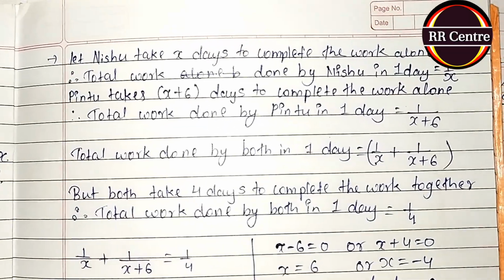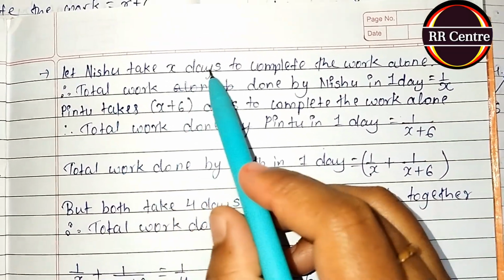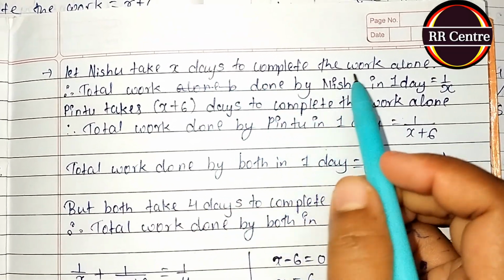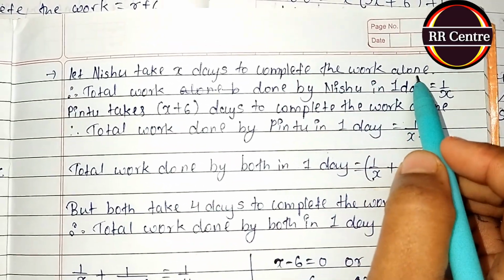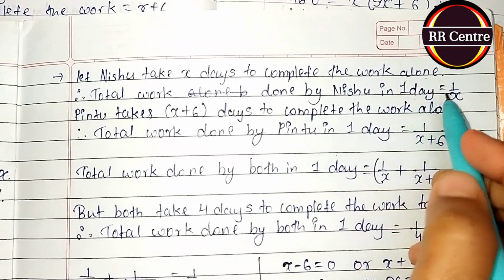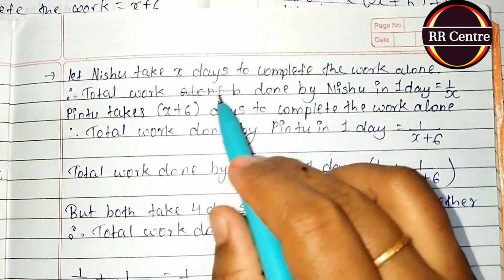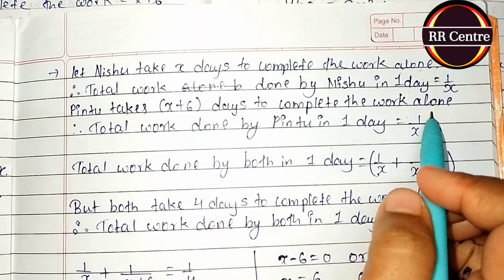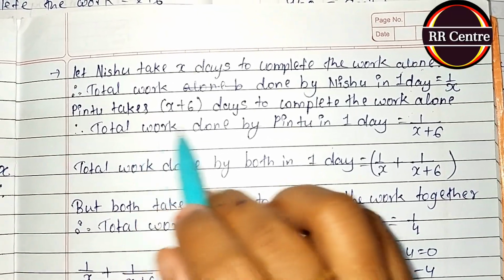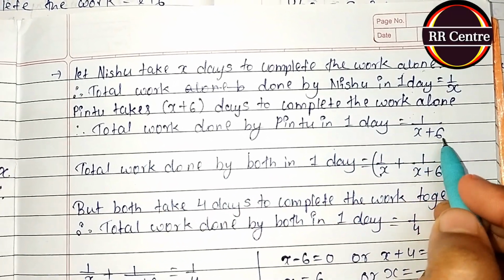Let Nishu take x days to complete the work alone. For 1 day, the work done is 1 upon x. Similarly, Pintu takes x plus 6 days to complete the work alone, so his 1 day's work is 1 upon x plus 6.